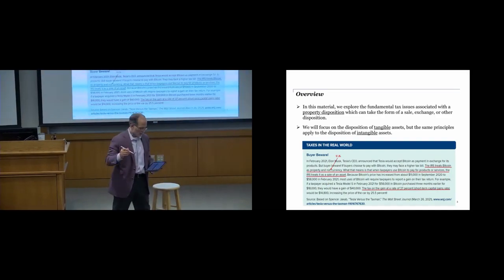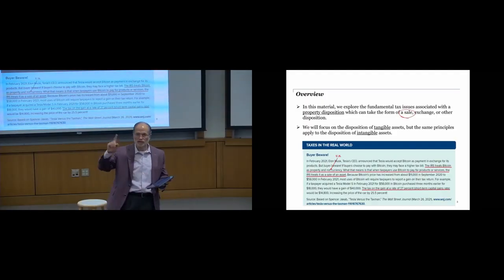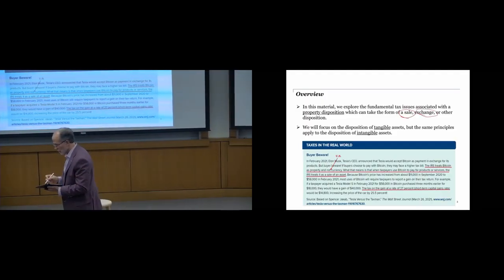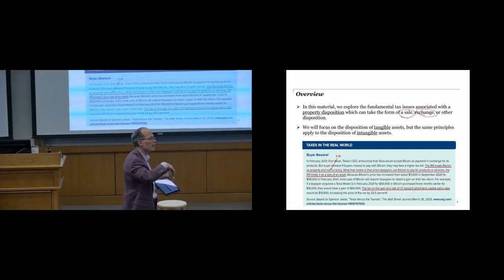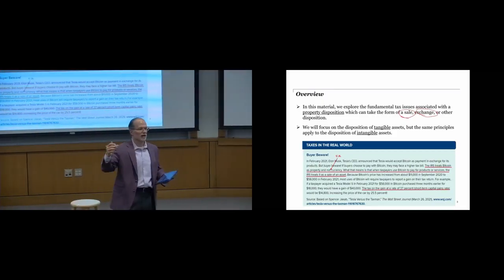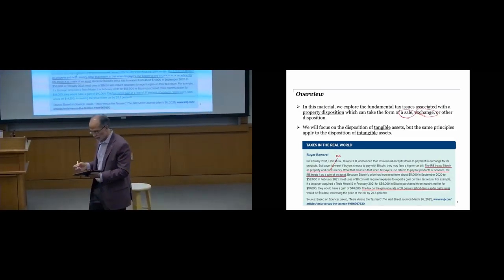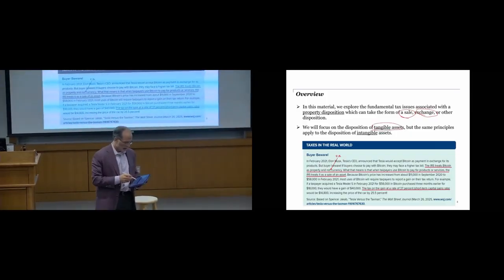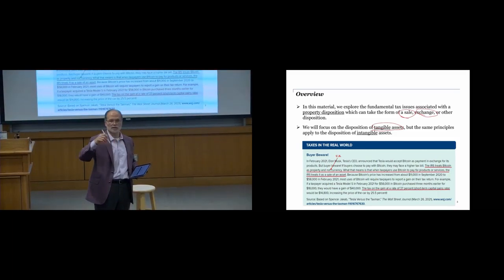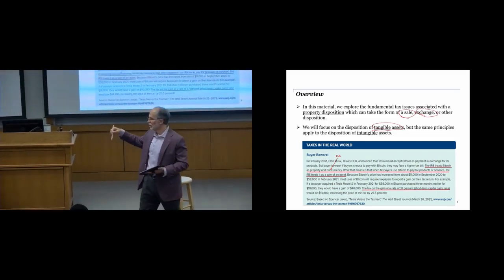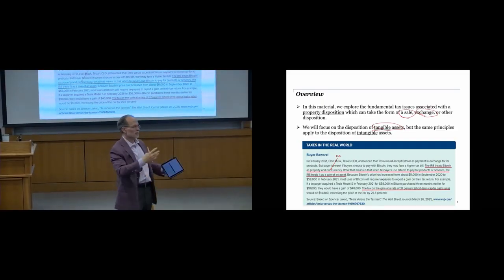Okay. So we're going to be talking about property disposition, which can take the form of a sale, which is what we normally think about when we're disposing of property, but it could be an exchange, i.e. I give you a piece of property in exchange for a piece of property from you, not cash. Or it could be any other type of disposition. All of that will be applicable here. We are going to focus on the disposition of tangible assets, but the same principles apply to intangible assets. So we're going to be dealing with hard, tangible assets that we can touch, but if it's a patent or copyright, the same principles are going to apply.